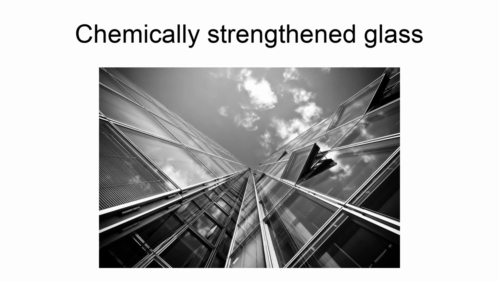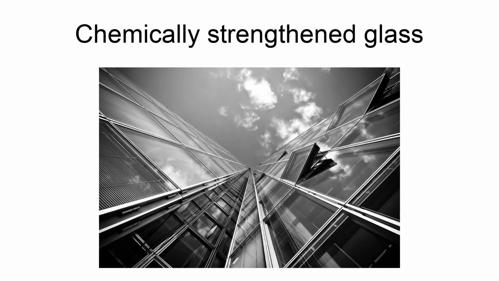The glass is chemically strengthened by submerging the glass in a bath containing a potassium salt, typically potassium nitrate, at 450 degrees Celsius, or 842 degrees Fahrenheit. This causes sodium ions in the glass surface to be replaced by potassium ions from the bath solution.